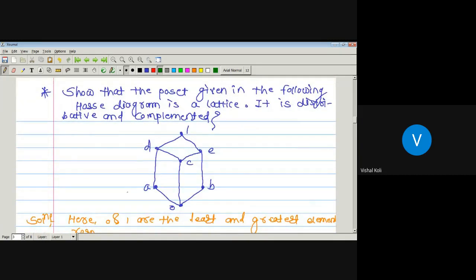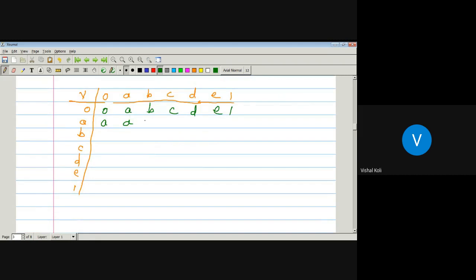As this one is the Hasse diagram. Here is A, here is B. There is no relation in between A and B. Then what is the join of A and B? 1. Which is 1. Okay. What is the join of A and C? Here I will draw once again.